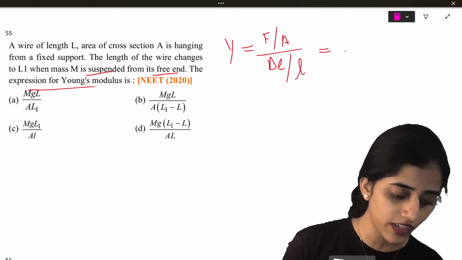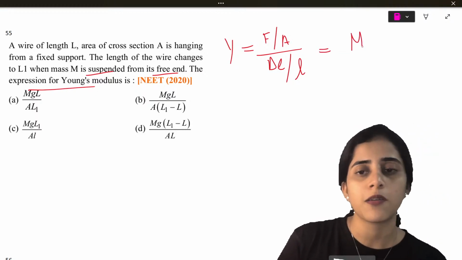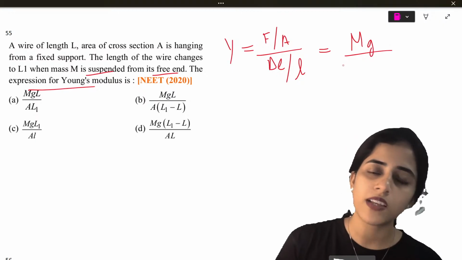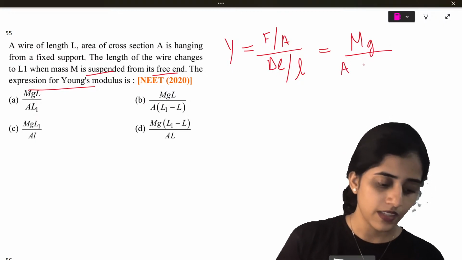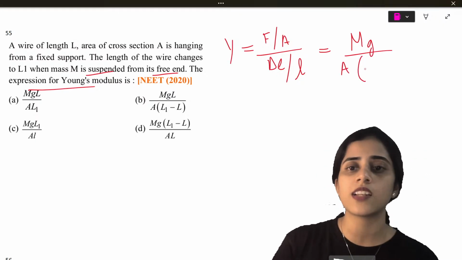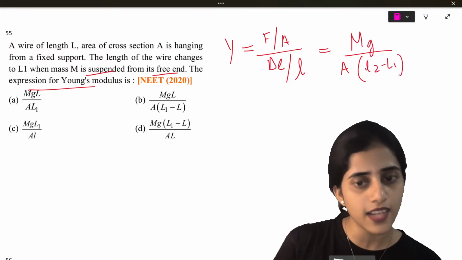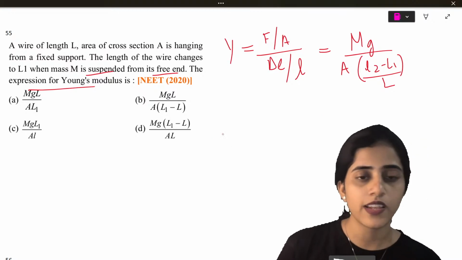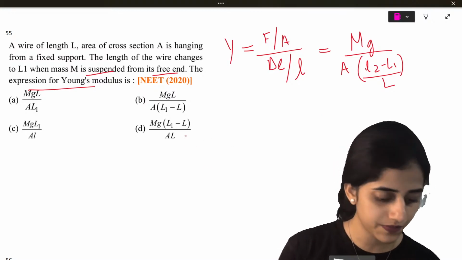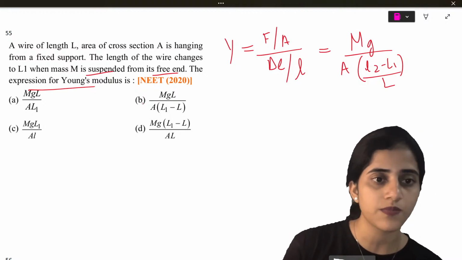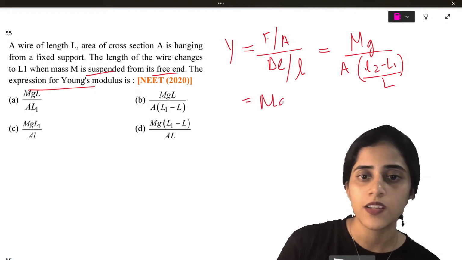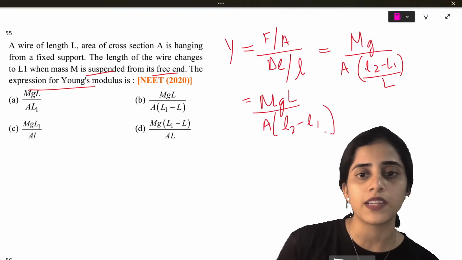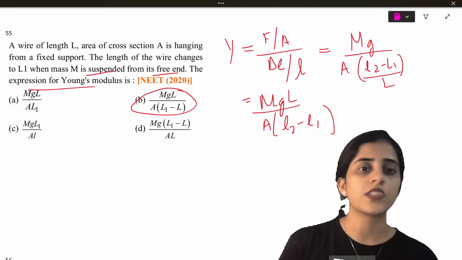Now what is F over area going to be? Force is mass times gravity. So mass times gravity divided by area into, what is the change in length? L2 minus L1, the whole divided by L. So let's see if we have that somewhere. Which option is it going to be? This is equal to mgL divided by A times (L2 minus L1), which is option B.